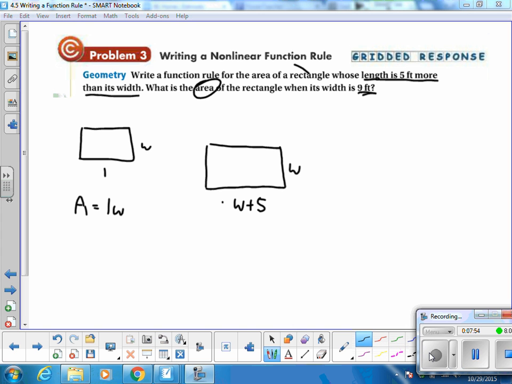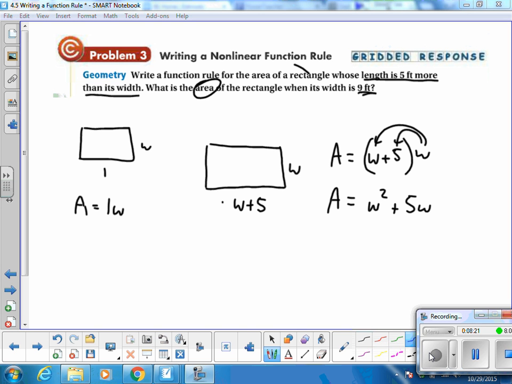So the area of my rectangle number 2 is going to be my length, which is w plus 5, times all of that times my width. So my area is, I'm going to distribute that out, w times w plus 5w. So my area for my new rectangle that I'm looking for is width squared plus 5w.